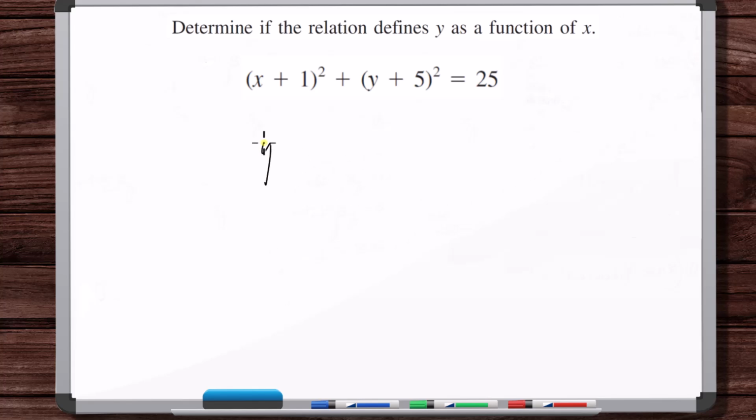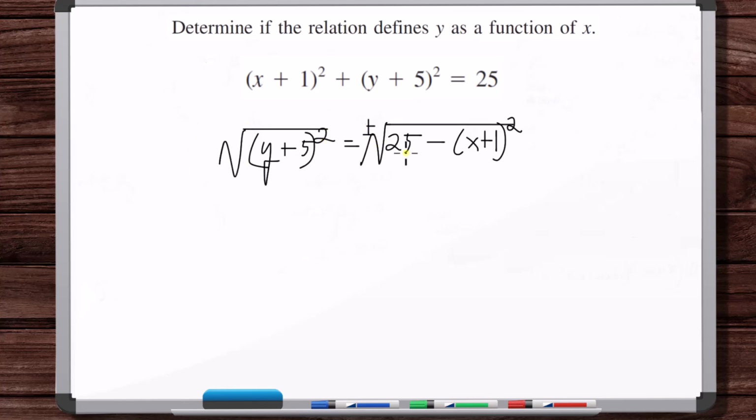So let's solve for y. So we've got, let's see, (y plus 5) squared, and then we've got 25, subtracting (x plus 1) squared from both sides. Okay. So plus or minus.